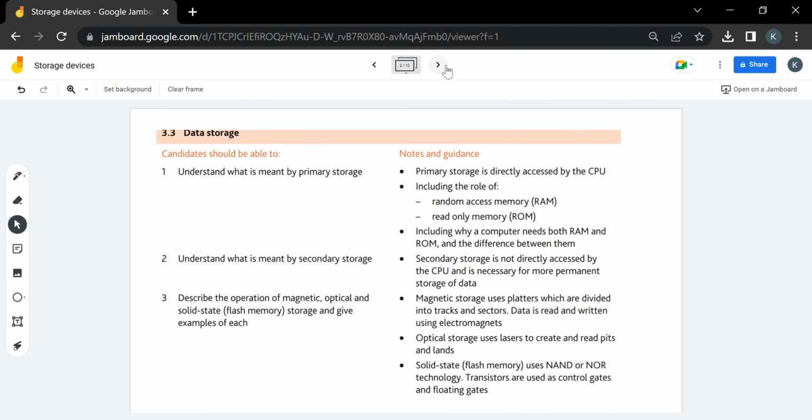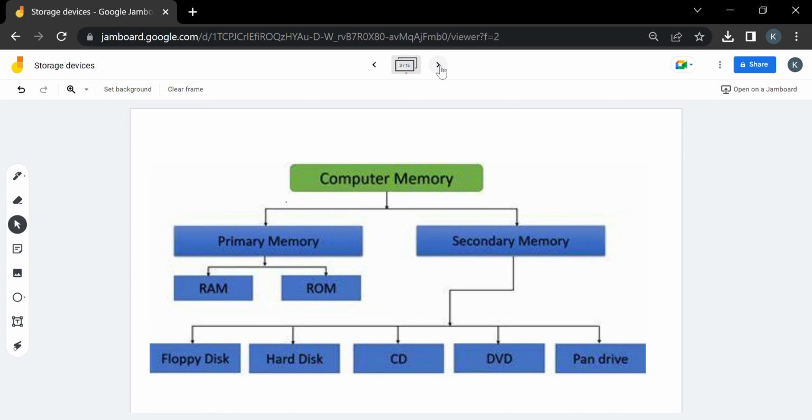the topics we are going to include in today's session are what is meant by different types of primary storage, then what is secondary storage, and then we will focus upon the material of different storage devices, and then we will discuss different types of storage devices. So let's start our discussion.